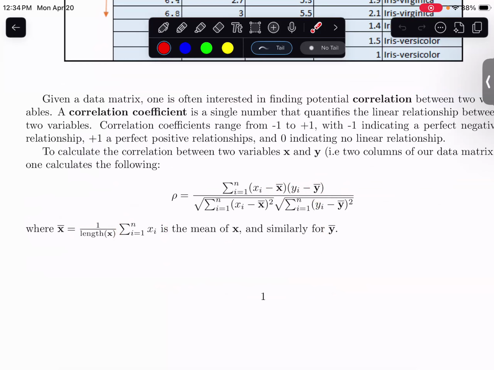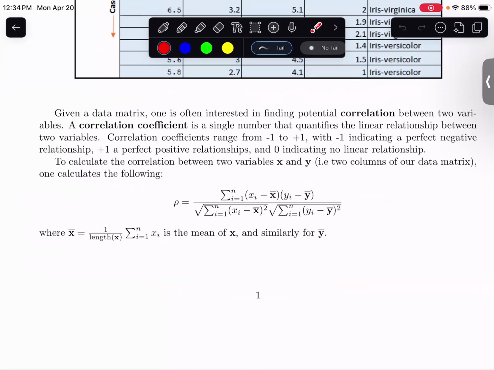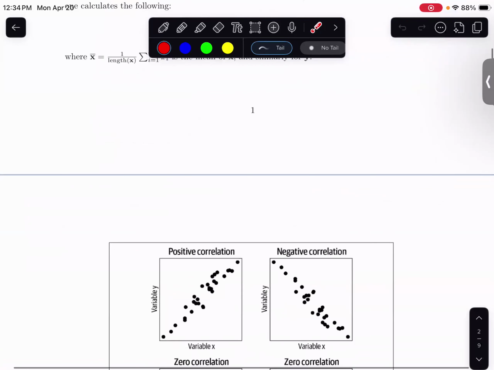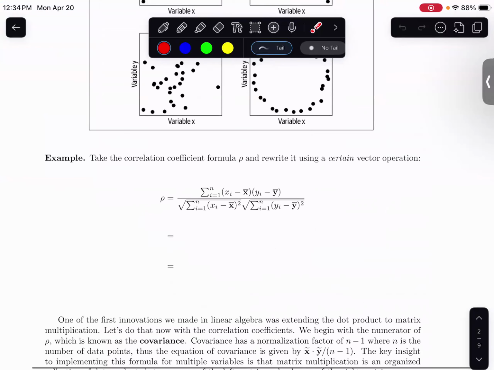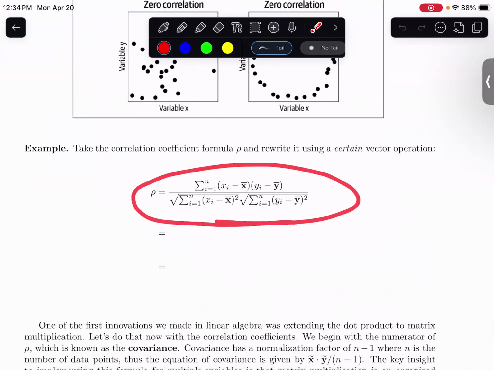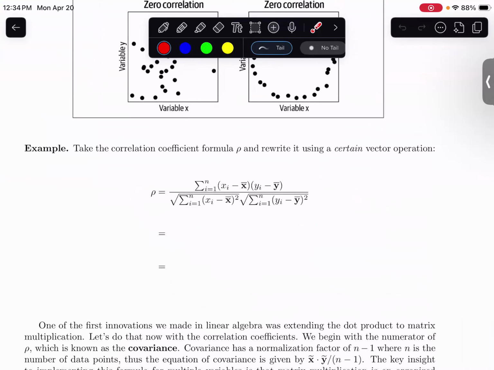So this is like having mean-centered data in the sense that you take your original numbers, you subtract by the mean to make it so the numbers are a little bit nicer. There's going to be a number of other tricks we'll look at to make data look a little bit nicer as well. So the first example here is we're looking at this correlation coefficient formula rho from the previous page.